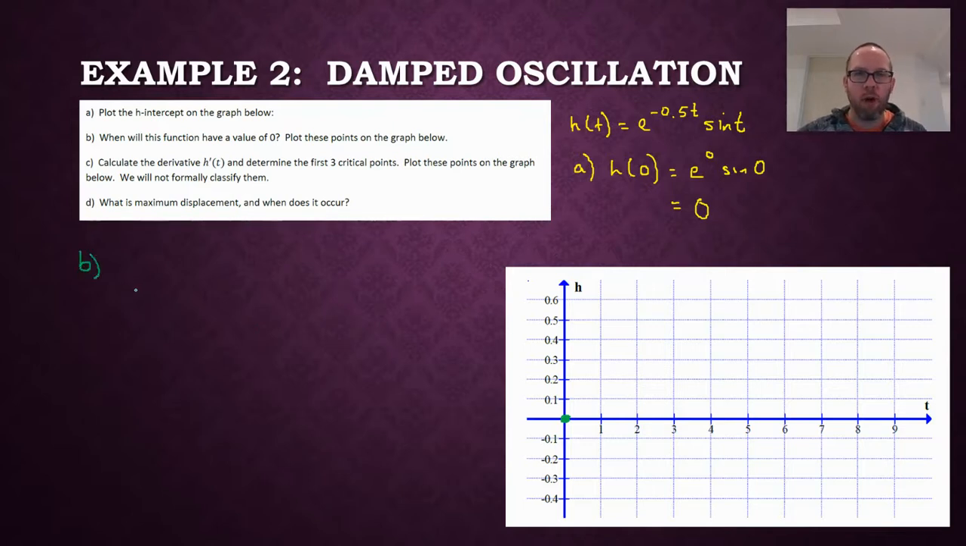So let's do part B. When will this function have a value of 0? So now we're asking, when are the t-intercepts? So if this oscillator is going up and down, when are we coming back to equilibrium? And there's going to be many solutions, right? So let's see what the math looks like. So we're asking, when is h equal to 0?